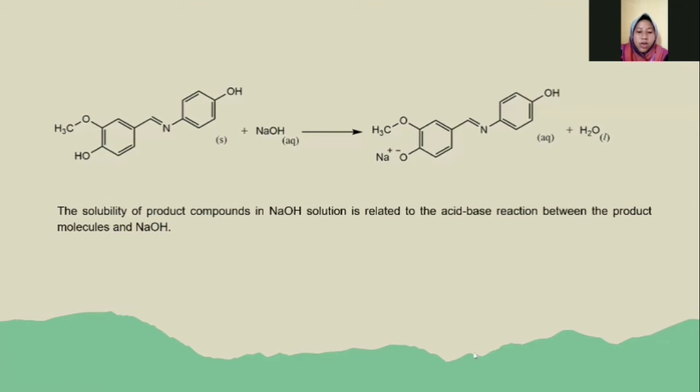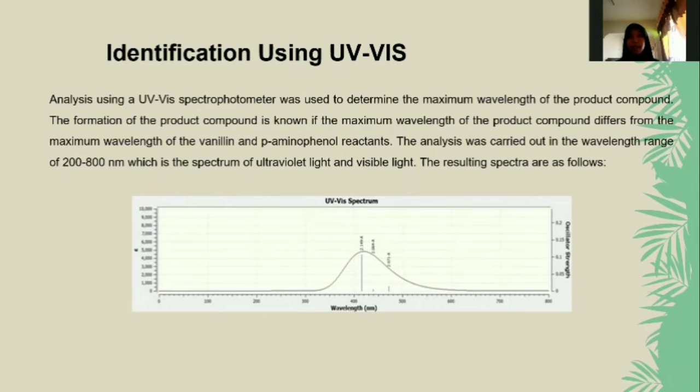When the synthetic products are dissolved in water, the color of the solution turns yellowish and there is a precipitate. This shows that the synthetic product is likely soluble in water. The addition of 2 molar sodium hydroxide base causes the precipitate to dissolve completely and the color of the solution turns yellow from yellowish. Next. Identification using UV-Vis.